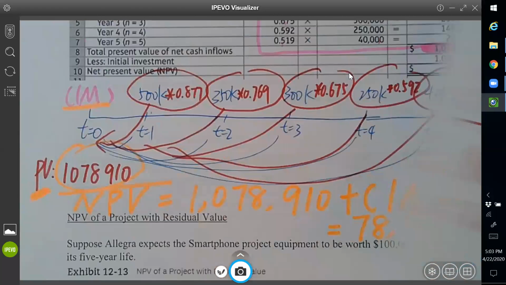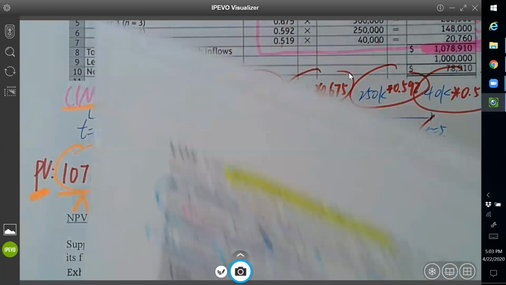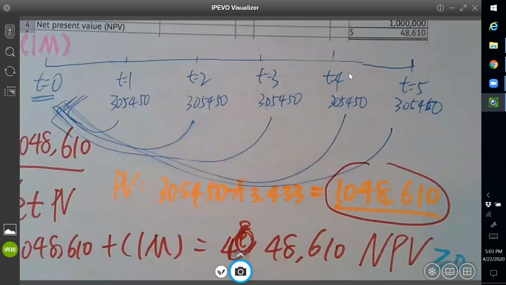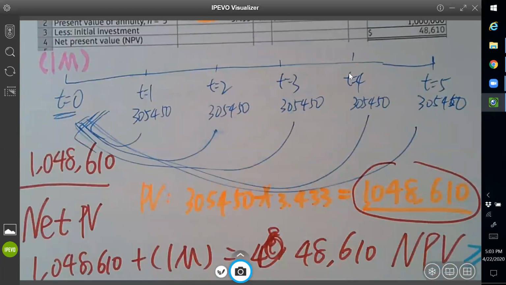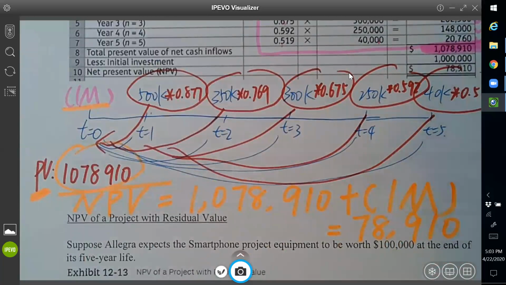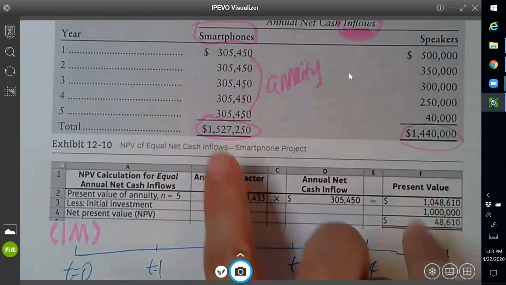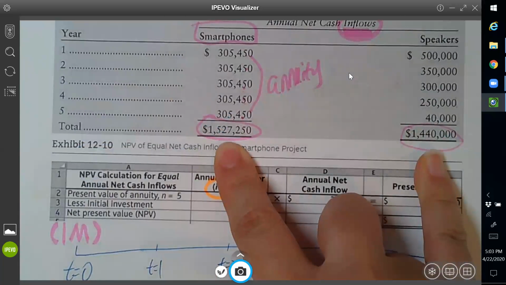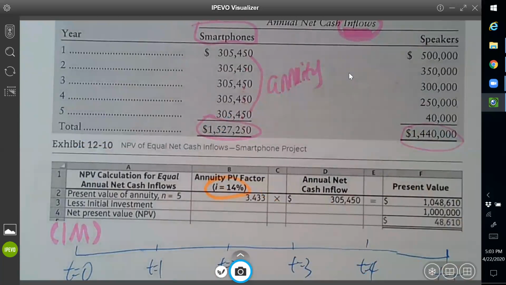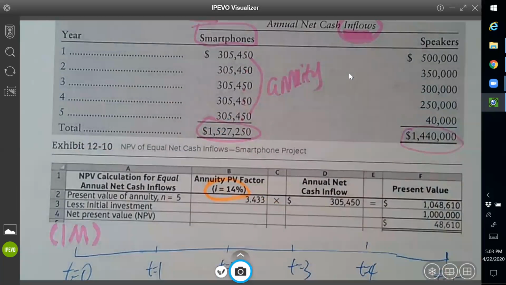Our speaker is 78,910. So which one should you choose? Surprisingly, actually you should choose the speaker. You say, oh my goodness, that's kind of weird, because if you just look at the undiscounted cash flow, the smartphone definitely has more. But after you discount, you find out that the NPV of the speaker is actually more than the NPV of the smartphone. So we should go with the speaker.